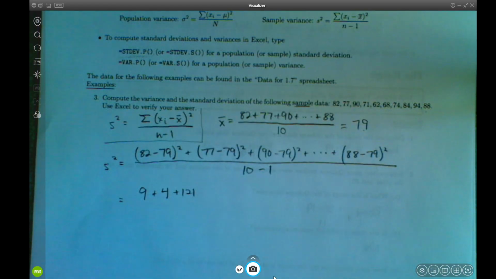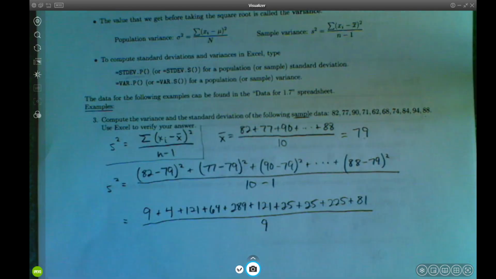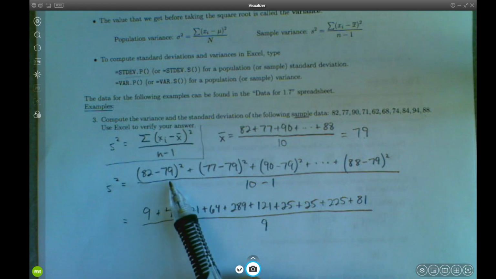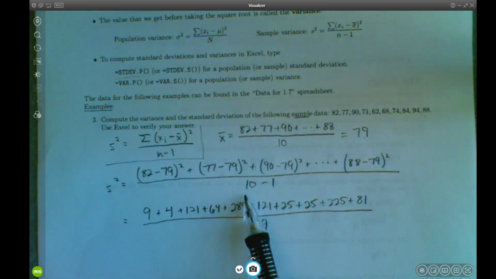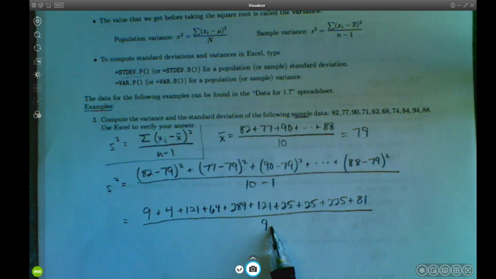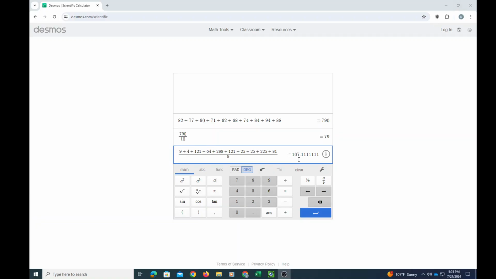Again, you could just punch this into your calculator. In fact, I might just cut to the chase and give you my answer. So I'll check back in with you after I've finished calculating this. Okay, so this is what I get after I do all of the subtractions and then squaring of the numbers, and also 10 minus 1 is 9. Now if I throw that into my calculator, then I get 107.1, or 964 over 9.